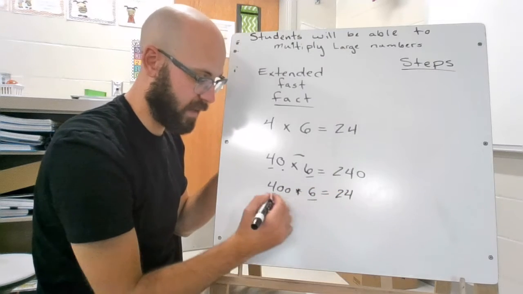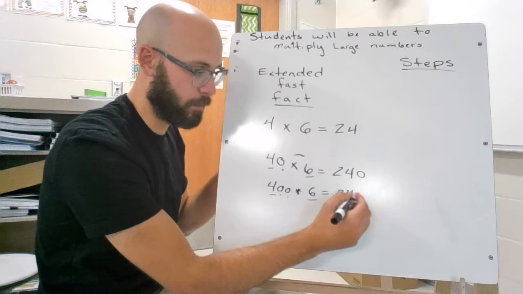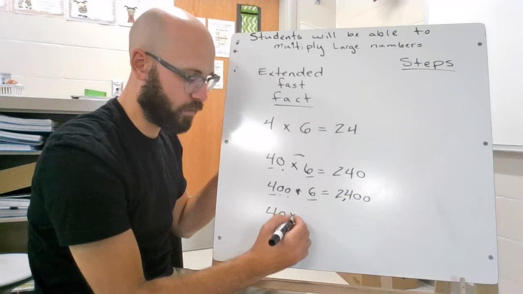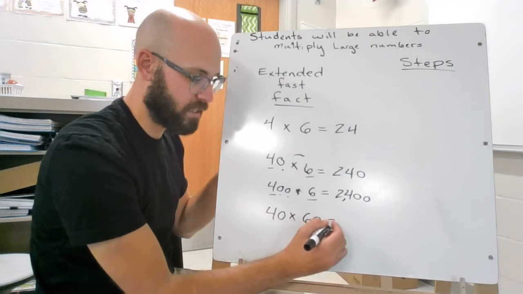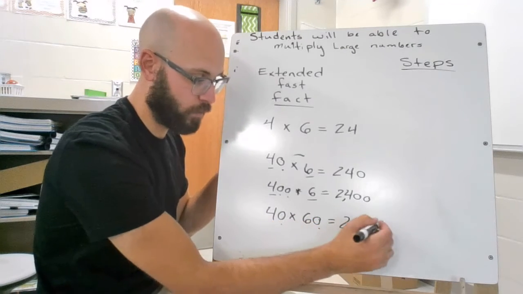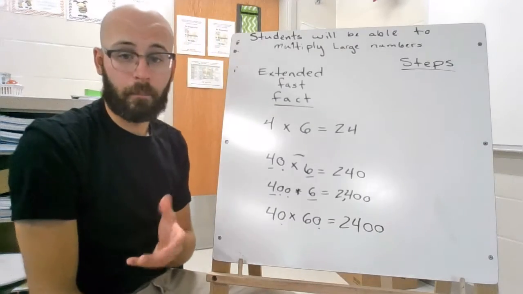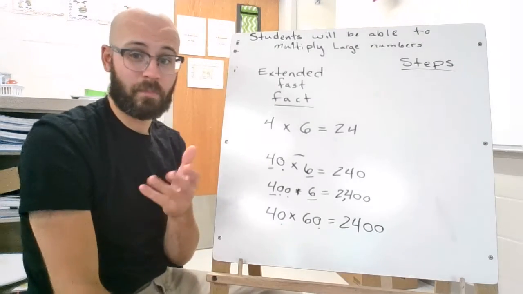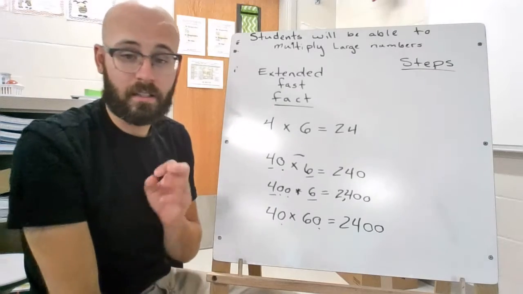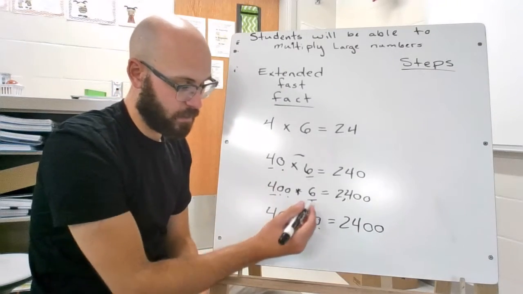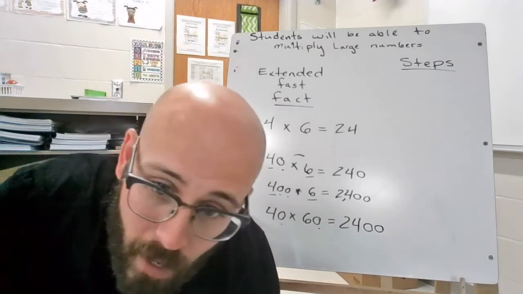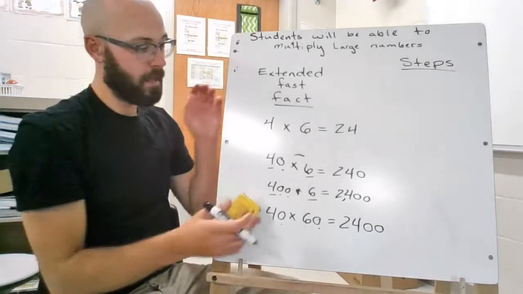Still equals fast facts 24. There's 2 zeros in the problem, so there's 2 zeros in the answer. And it does not matter. This works for every single fast fact you know. This would work for like 80 times 70 or 50 times 40, as long as it's your fast facts followed by an amount of zeros. So go back and watch that video if you need to, and then come join this video, okay?